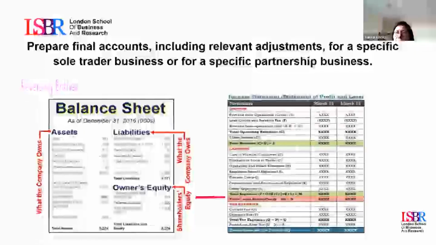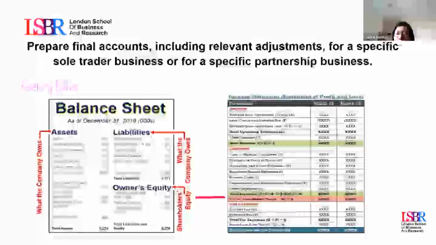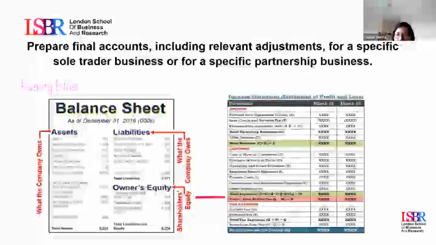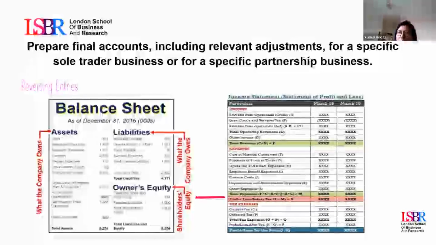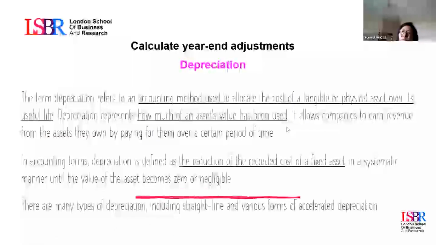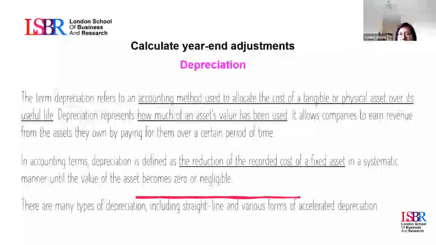Basically, these are the concepts of adjustments and reversing entries. But what kind of adjustments do we have? What are the most common adjustments? One of the most common is depreciation. The term depreciation refers to an accounting method, because at the end we have many methods and techniques, like FIFO, LIFO, and average cost in inventory. We have different methods, but in depreciation too.